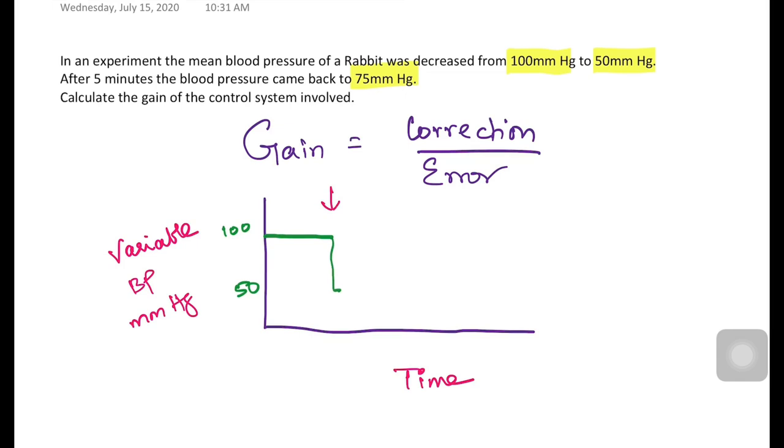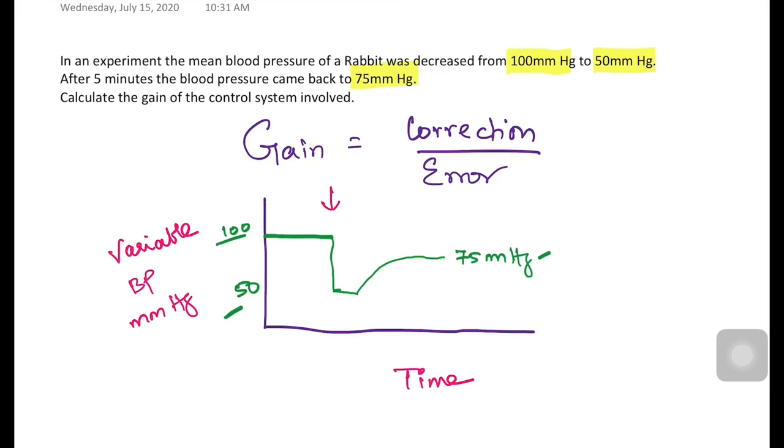Now, the control system kicks in usually after a small delay, and then gradually it brings it back to a level, and that is 75 millimeters of mercury. So the set point was 100, the original value. The disturbance brought it to 50, and the homeostatic system corrected it back to 75. This is a negative feedback system, that's why it is coming back towards the original value.